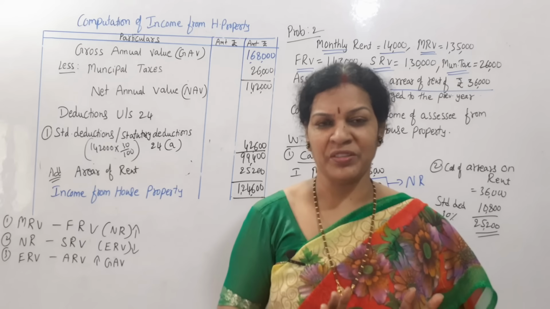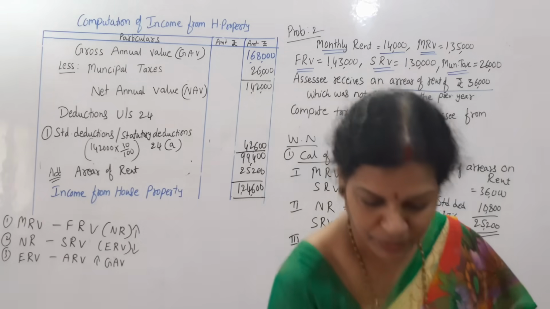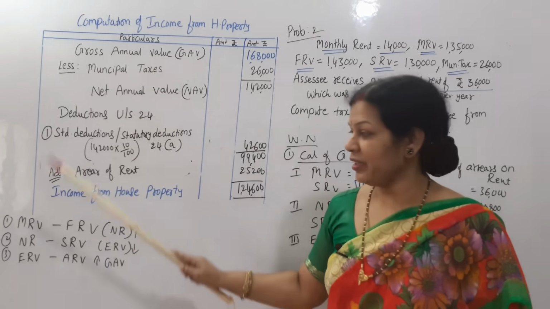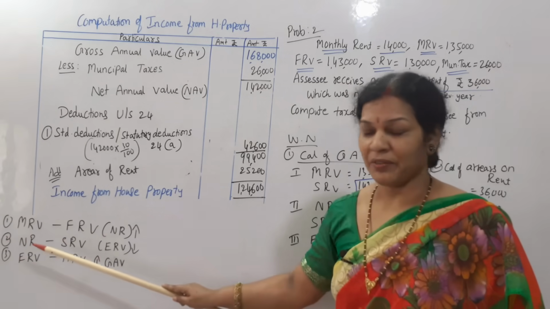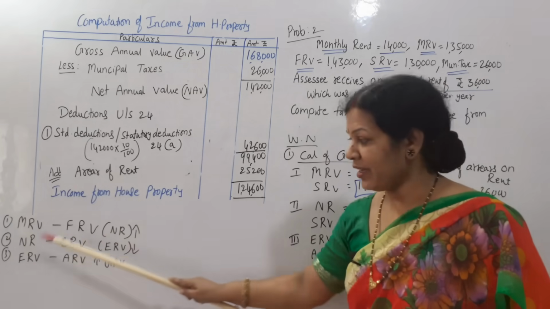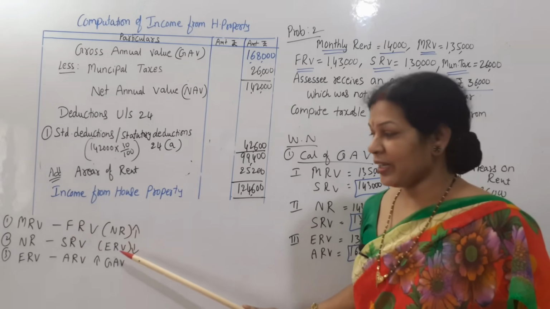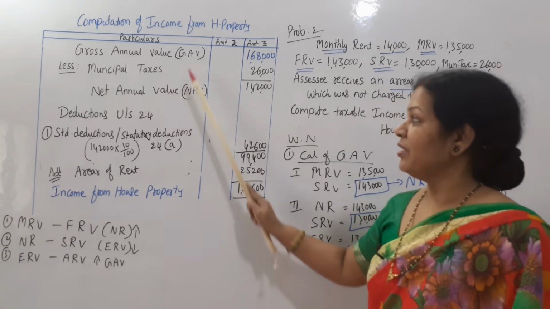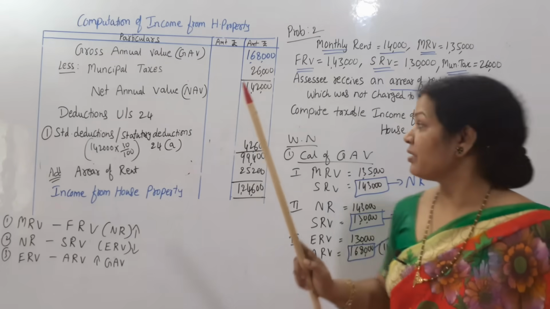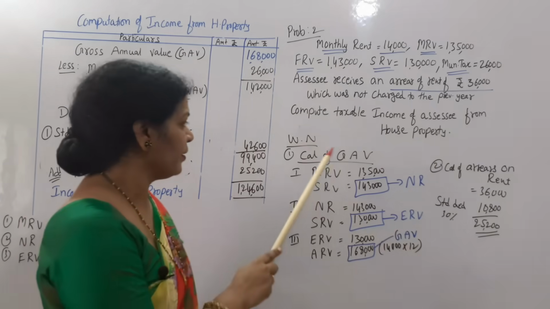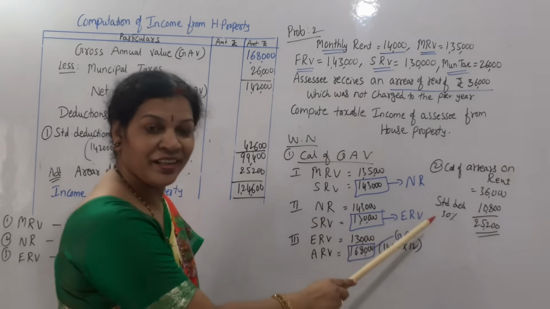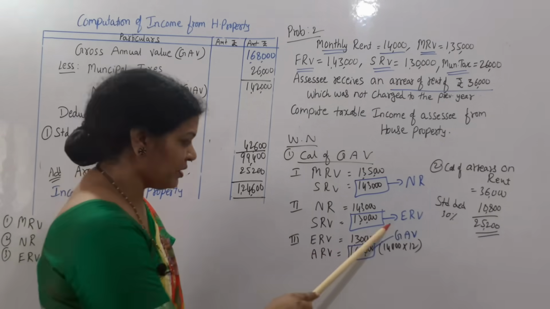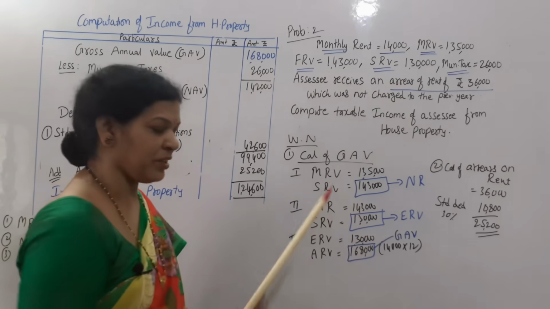Pro forma, first of all, what is the pro forma? First we are taking gross annual value, GAV. How to calculate this, you remember, okay? MRV, SRV, whichever is high, NR and SRV, whichever is low, that is ERV, and ERV and ARV, whichever is high, that is GAV. So like you got it, GAV.